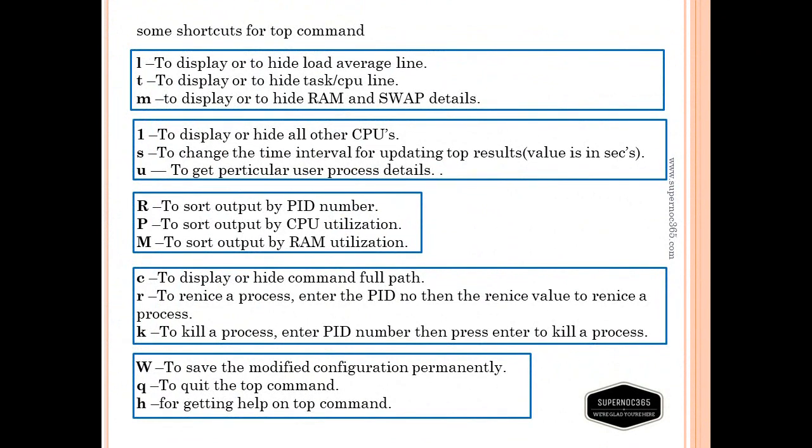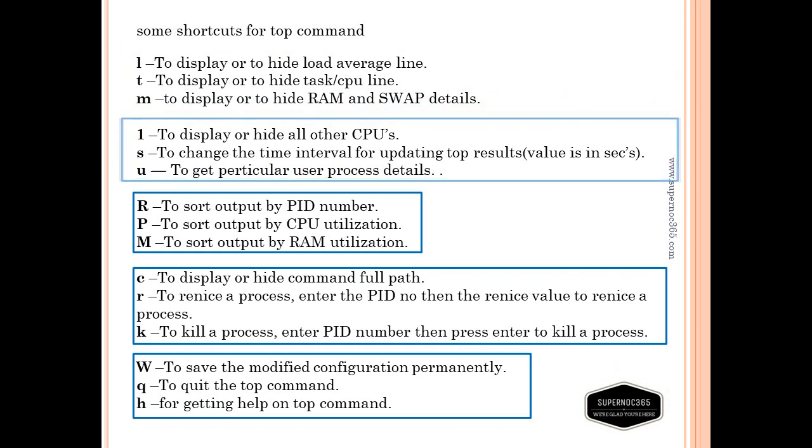Now let's see some shortcuts for the top command that can be used while top is running. Press L to display or hide the load average line. Press T to display or hide the task/CPU line. Press M to display or hide RAM and swap details. Press 1 to display or hide all other CPUs. Press S to change the time interval for updating top results, the value is in seconds. Press U to get particular user process details.